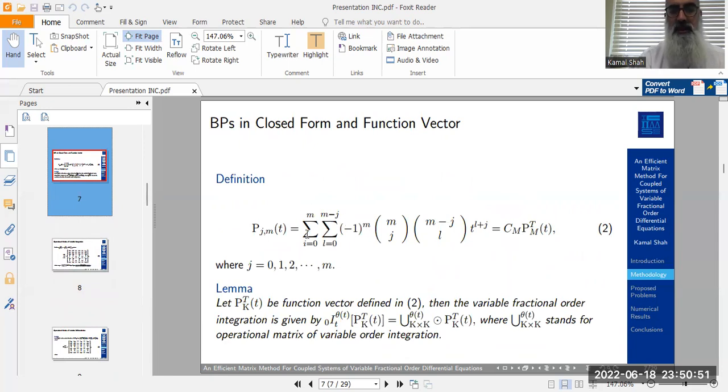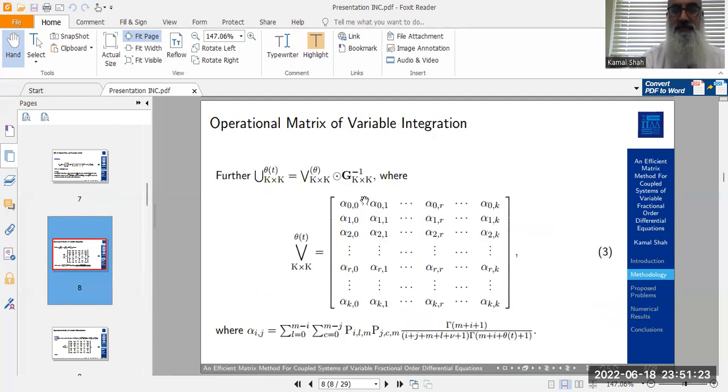In closed form, Bernstein polynomials can be expressed as follows, and this relation can be further expressed in matrix form as C_m P_m(t), where P_m is the function vector, which will be defined later on, and C_m is the coefficient matrix. Let P_k(t) be the function vector defined earlier, then the variable fractional order integration is defined by these relations, where the operational matrix of order theta of t stands for the operational matrix of variable order integration and is defined as follows.